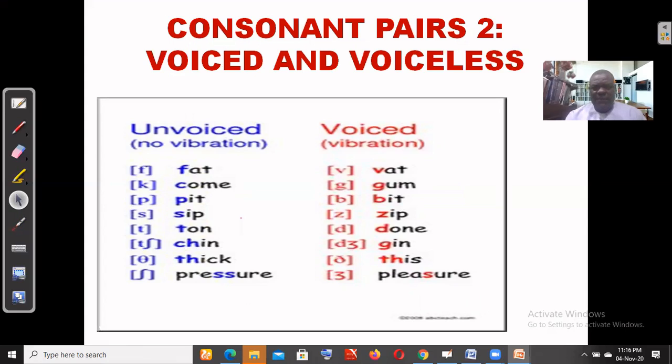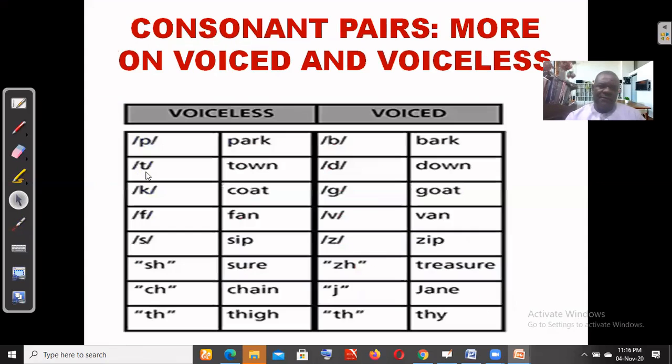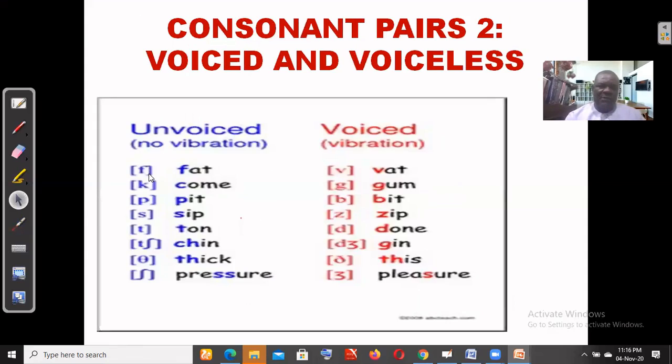Now, this is the consonant P, the second one, and here we have voiced and voiceless also remarkably noted. Then we have F in fat, K in come, P in pit, S in sip, T in ton, Ch in chin. Then we have the voiceless dental in thick. We have sh in pressure.